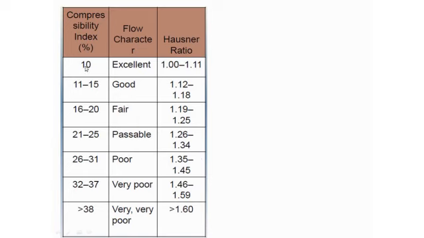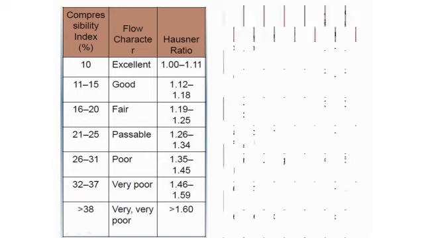If the compressibility index is 10, the flow property is said to be excellent, and the Hausner ratio is generally 1 to 1.11. If the compressibility index is between 11 to 15, the flow property is said to be good. 16 to 20 it is said to be fair. 21 to 25 it is passable. 26 to 31 it is poor. 32 to 37 it is very poor, and greater than 38 it is very, very poor. This is the index generally we use in the pharmaceutical industry.